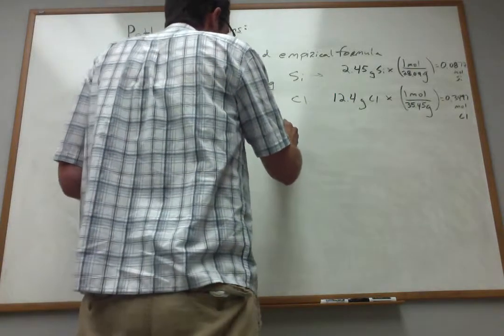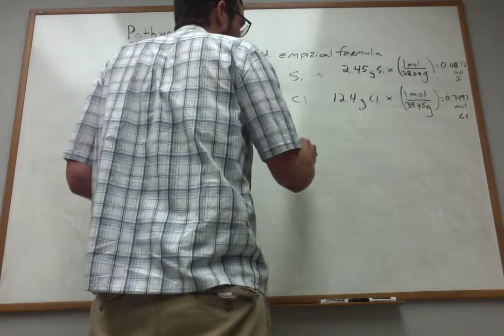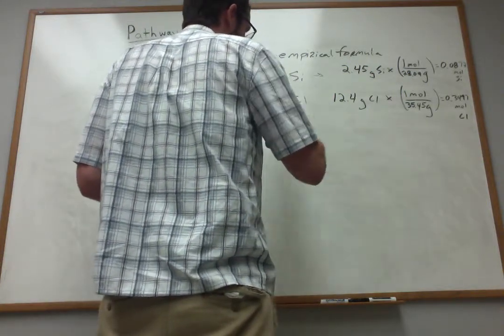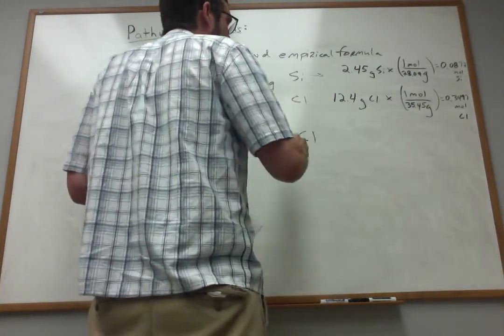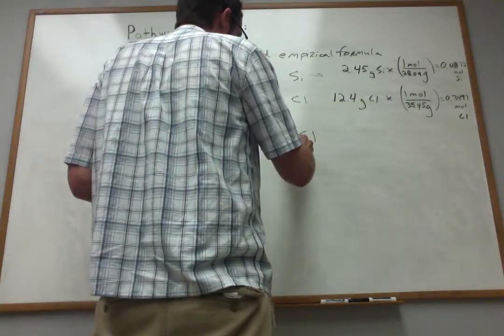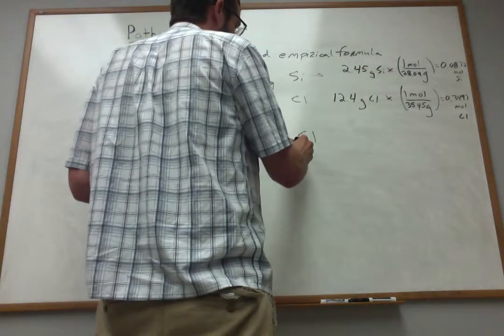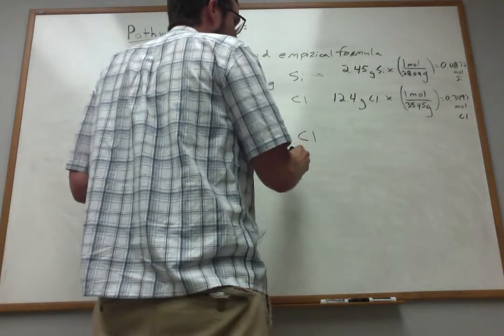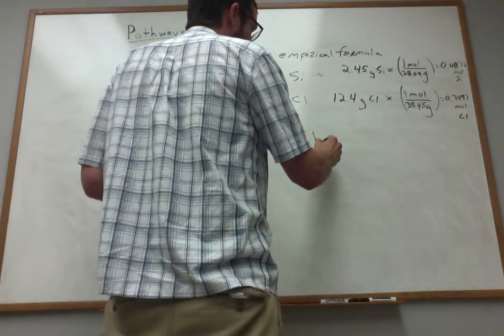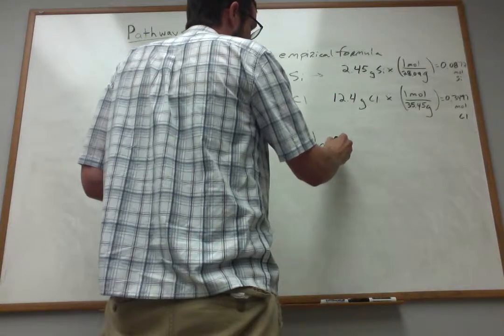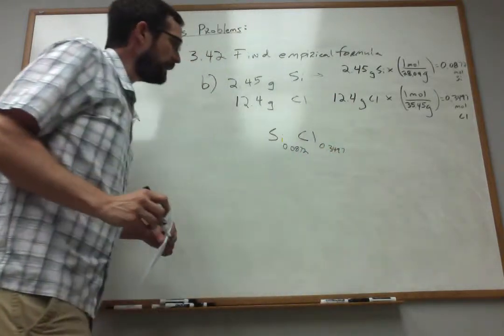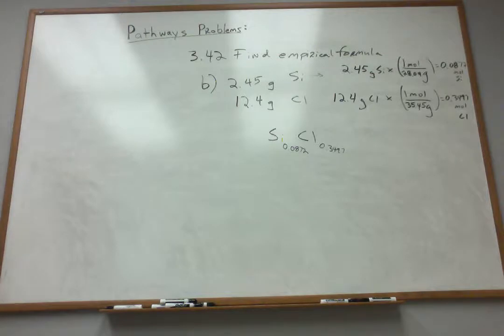So I think then I could write a formula of sorts for this compound as Si subscript 0.0872 Cl subscript 0.3497. But again, we don't like to write formulas for compounds with non-integer numbers, generally speaking. So we probably want to clean this up.